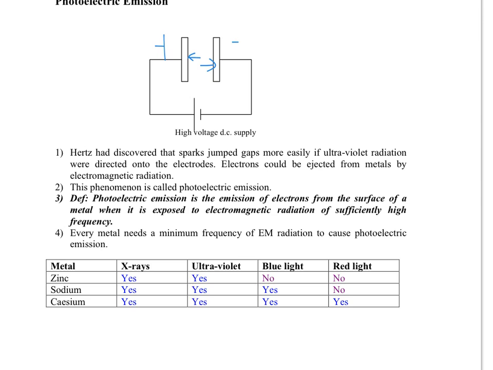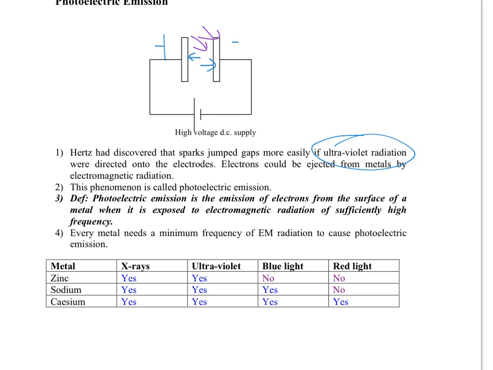But what he also realized is that if you shine ultraviolet radiation onto these plates here, the spark started to jump at a way lower voltage, which means the ultraviolet was actually causing electrons to escape from the surface. Of course, we have to shine on the left hand side, so let me draw it for you. You shine on the negative side, so you will get the electrons coming out from the negative plate and then moving on to the positive plate, so then you will see the sparks.